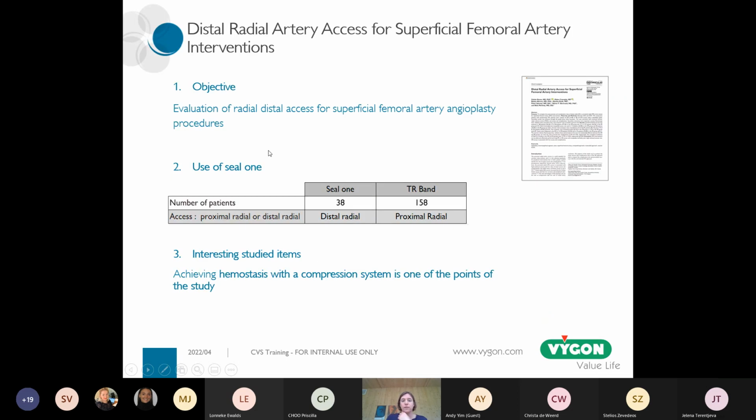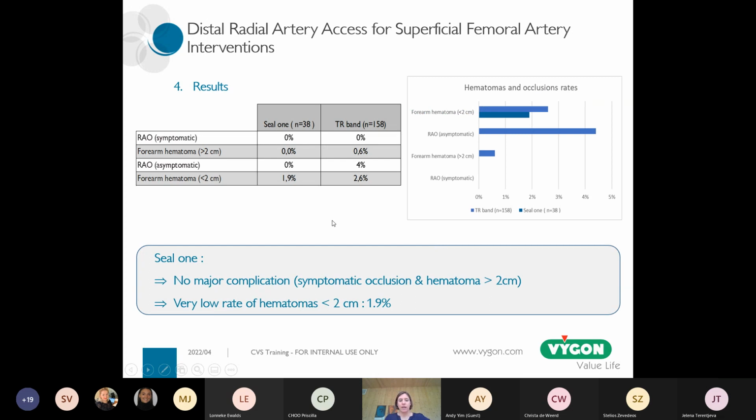And for the last clinical study, this is for superficial femoral artery intervention. The hemostasis achievement with a compression system is one of the points of the study. The procedure with distal radial is performed with SIL1, and the proximal radial with TR-band. And in that clinical study, you have to keep in mind there is no major complication with SIL1 and a very low rate of hematomas.